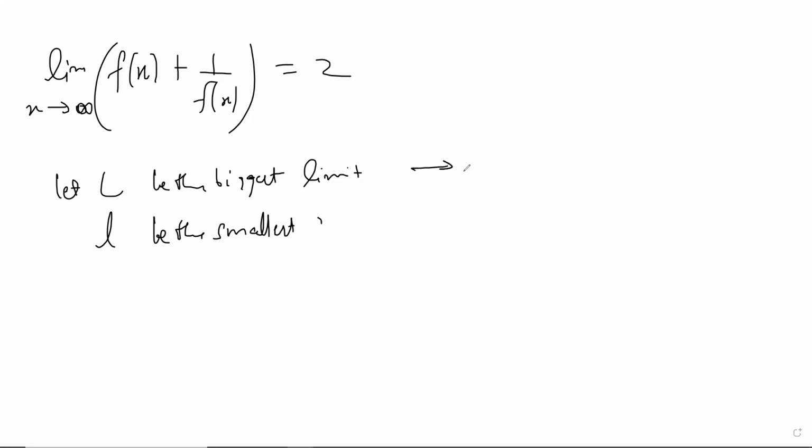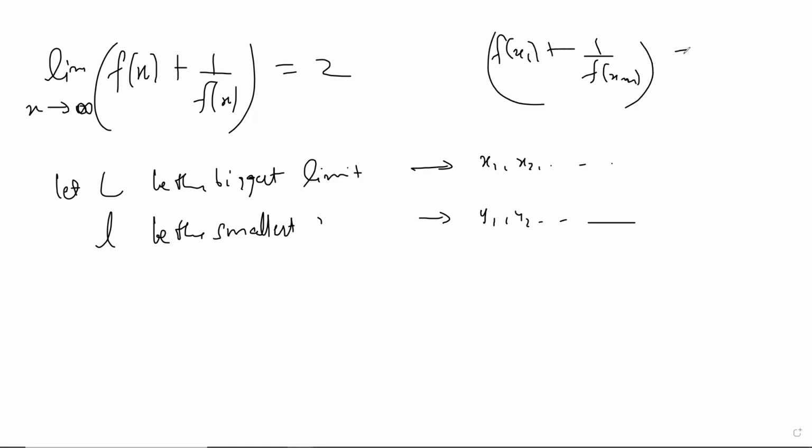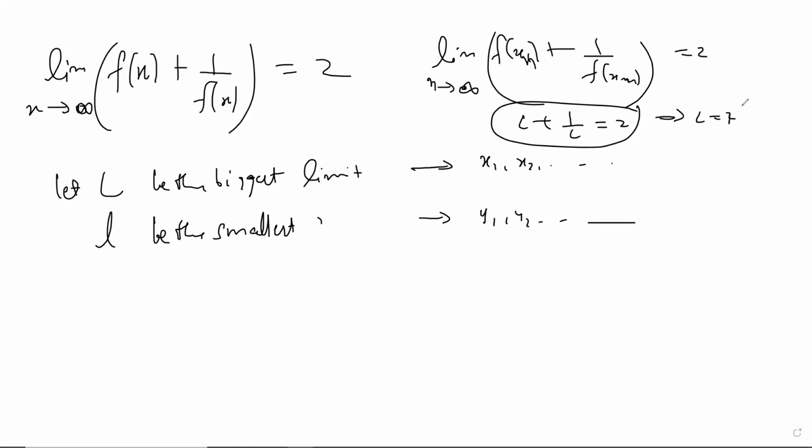So if the biggest limit is attained by, let's say, this sequence x1, x2, and so on, and the smallest limit is attained by approaching along this other sequence, then if you put them in, you will see that they are both the same. You can just put and check. You are traveling along the sequence which takes you to the biggest limit as n goes to infinity. Obviously f of xn will exist because that's the biggest. You will get L plus 1 by L equal to 2. From here, you get the unique solution L equal to 1. But if you do the same thing for the smallest limit, you'll also get 1 because it has a unique solution.